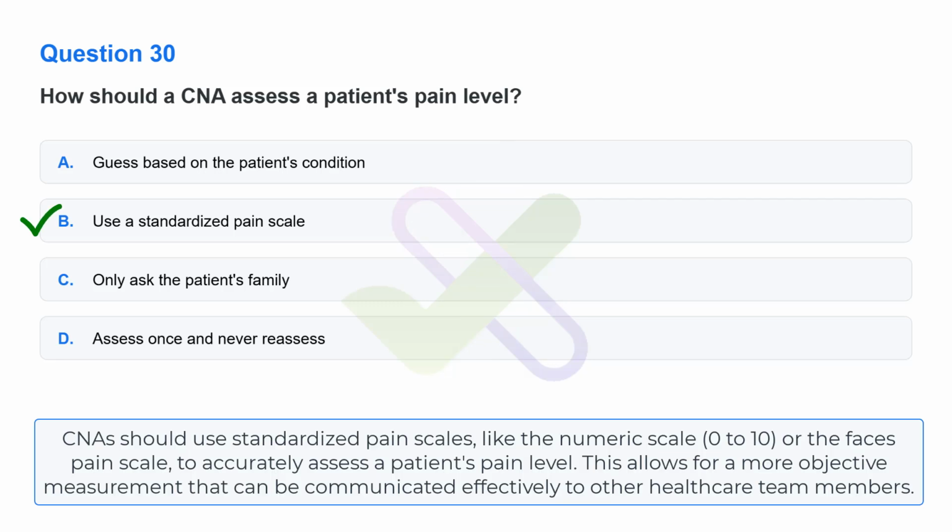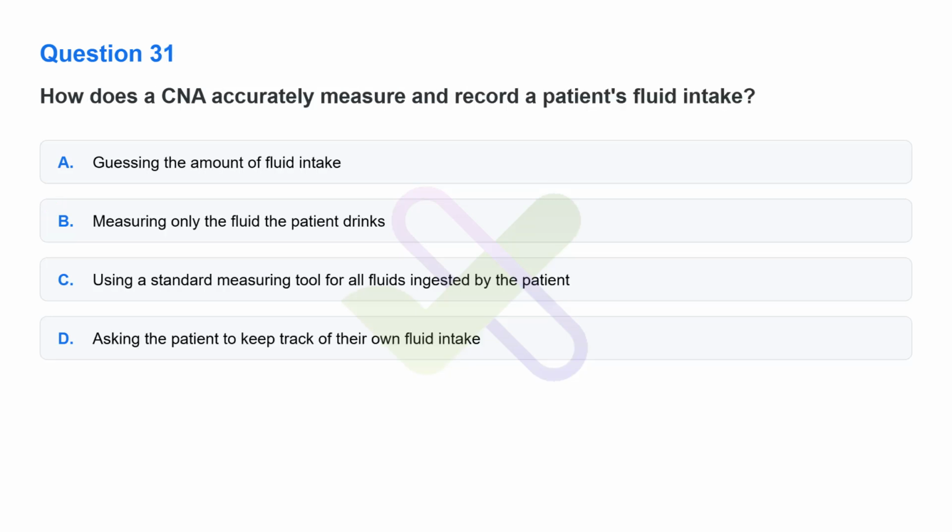The correct answer is B. Use a standardized pain scale. CNAs should use standardized pain scales, like the numeric scale, 0 to 10, or the FACES pain scale, to accurately assess a patient's pain level. This allows for a more objective measurement that can be communicated effectively to other healthcare team members. How does a CNA accurately measure and record a patient's fluid intake?